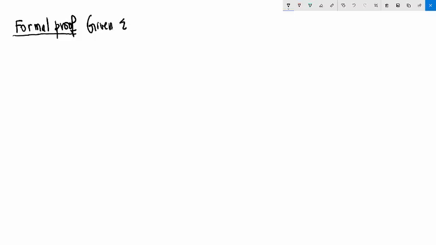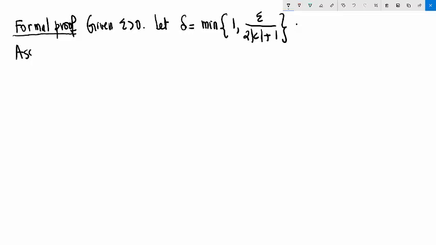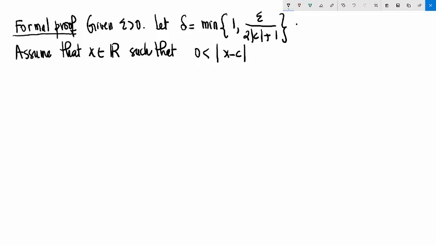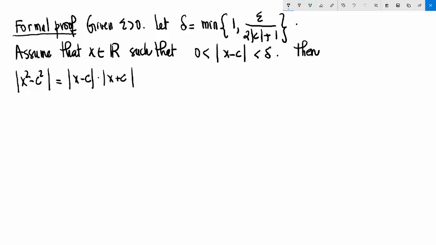Given epsilon, which is greater than 0, let delta be the minimum of 1 and epsilon over 2 times the absolute value of c plus 1. Now, assume that x is a real number such that 0 is less than the absolute value of x minus c, which is less than delta, then this quantity here is the product x minus c times x plus c.